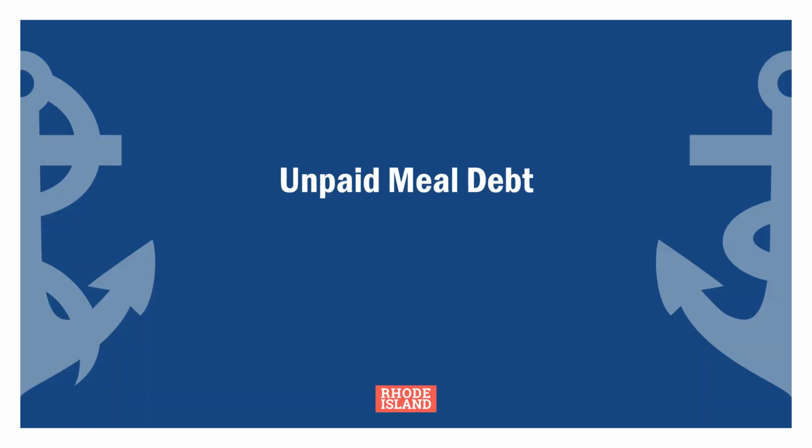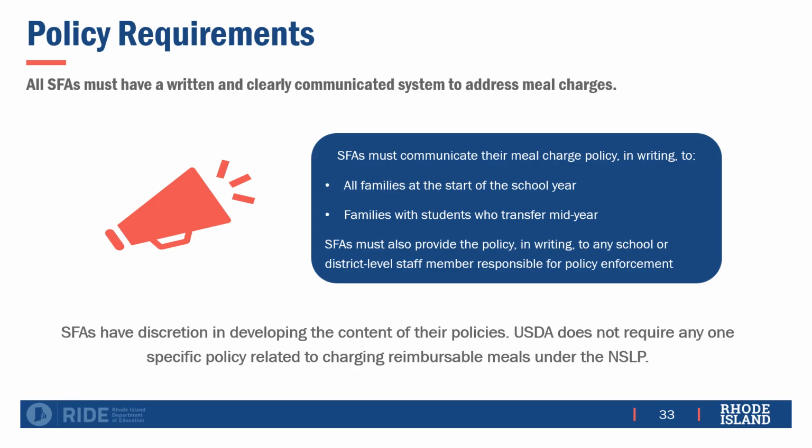Next, we'll briefly move on to discuss the requirements around unpaid meal debt. All SFAs operating the National School Lunch and/or School Breakfast Program must have a written policy to address situations where children participating at the reduced price or paid rate do not have money to cover the cost of a meal at the time of meal service. SFAs have discretion in developing the specifics of their policies, which USDA expects will vary based on local circumstances and resources available to the SFA.